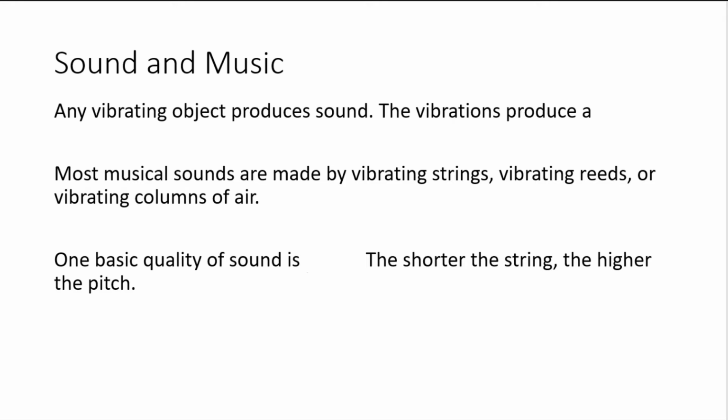Let's begin. Sound and music. Any vibrating object produces sound. The vibrations produce a wave. Most musical sounds are made by vibrating strings, vibrating reeds, or vibrating columns of air. One basic quality of sound is pitch. The shorter the string, the higher the pitch.